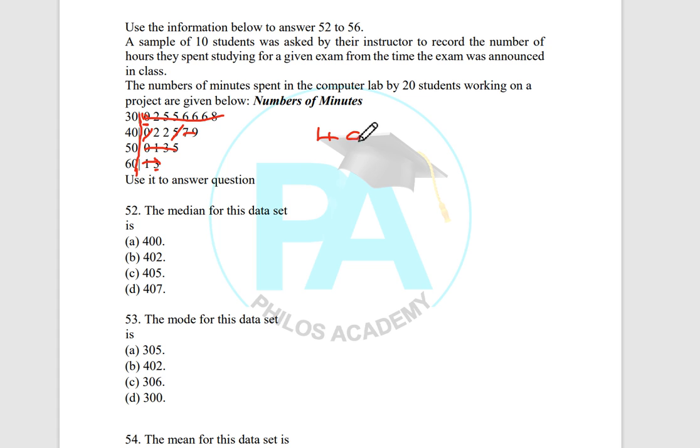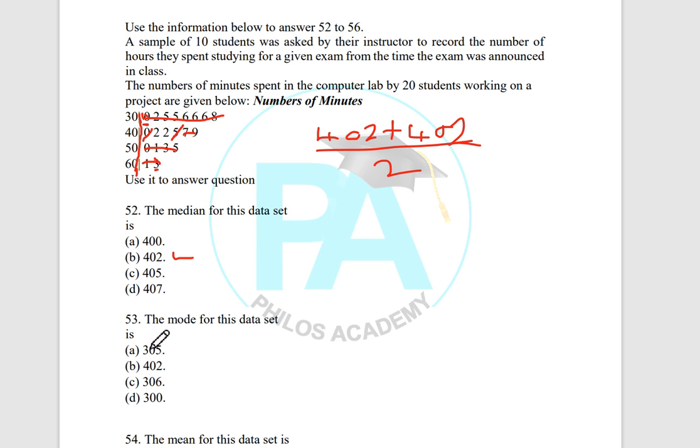So to get a median, we have two numbers in the middle. We add the two middle numbers, 402 plus another 402, divided by 2. When you do this, you still get 402. So the median is 402.